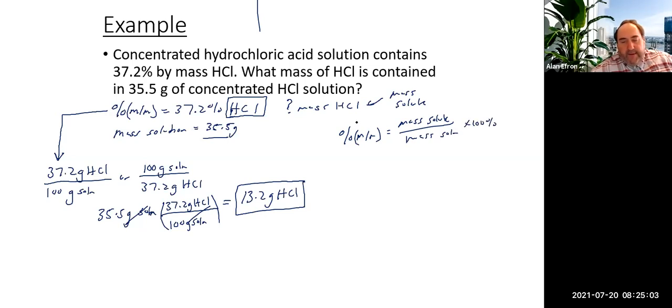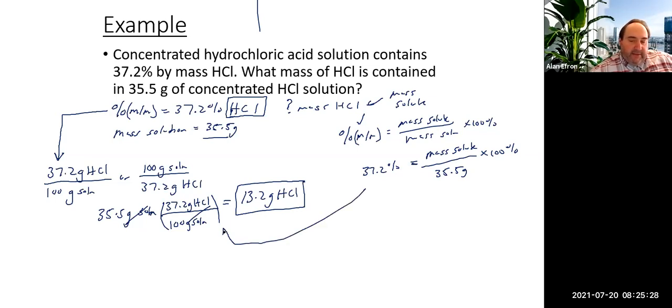And again, you do have this obviously given to you. That would be our 37.2%. The mass of the solute, which is what we're looking for. The mass of the solution was 35.5 grams times 100%. And math-wise, when you rearrange this, you're going to multiply the 35.5 to the other side and divide by the 100, which is basically the same math that you did here.